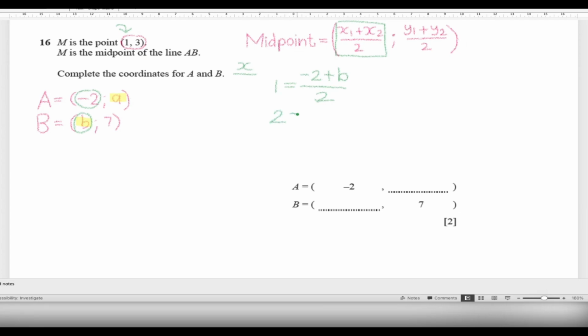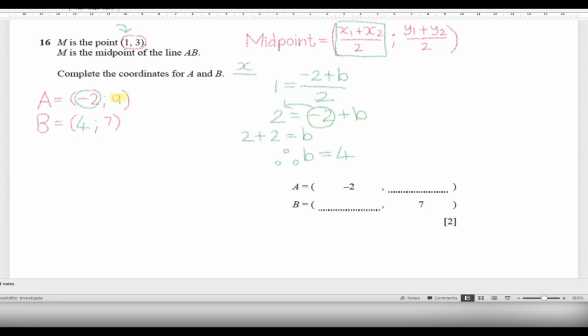Then I have 2 equals -2 plus b. Now I want to get b alone, so what am I going to do? I'm going to take this -2 over to the other side, and it will become +2. So 2 plus 2 is equal to b. What is 2 plus 2? 2 plus 2 is equal to 4. So that means the value of b is equal to 4. Okay, so I'm going to erase this, and I'm going to write 4 over here.